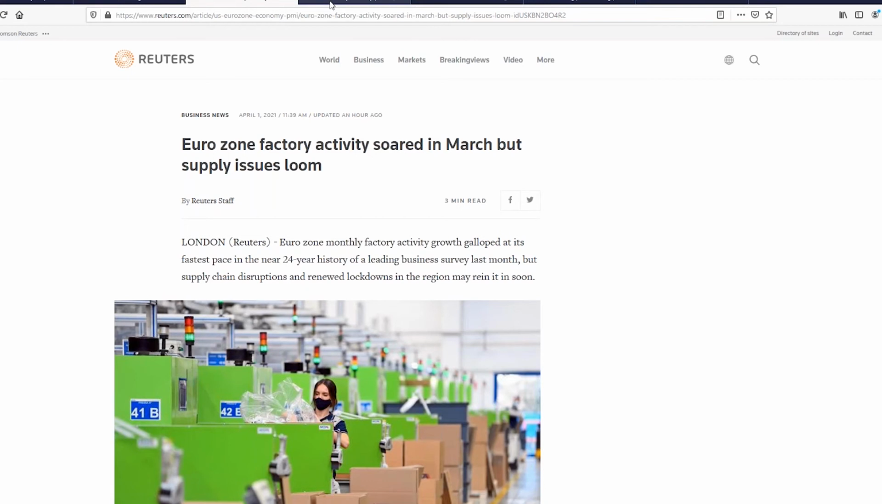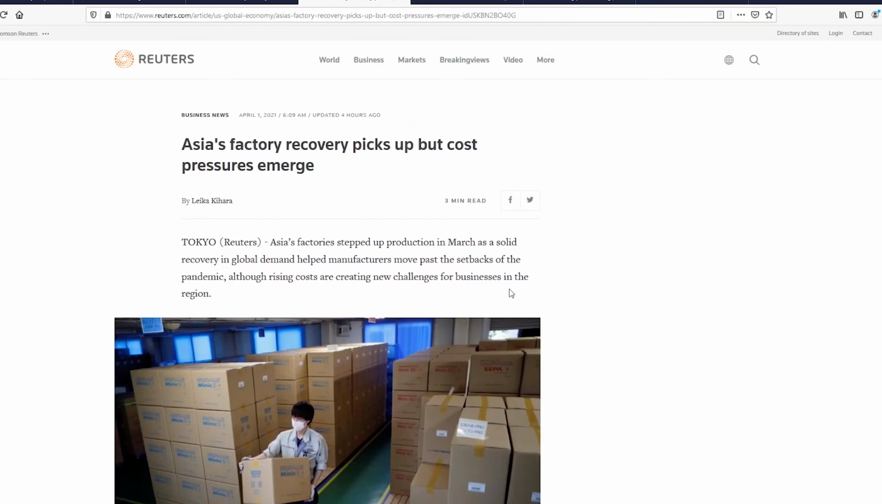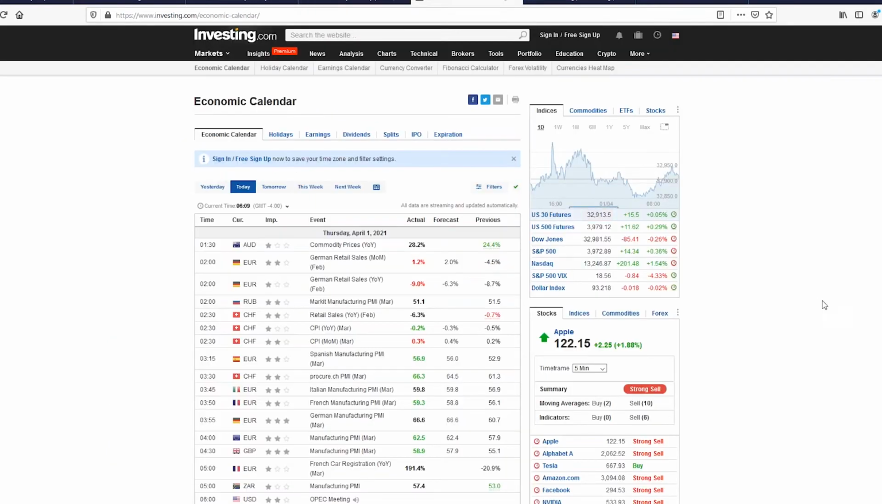Next headline: Asia's factory recovery picks up, but cost pressures emerge. Same sort of headline, positive from the outset. Asia's factory recovery picks up. It's not just recovering, but the recovery is picking up. It's intensifying the recovery. This is all positive news. There is a little caveat in that headline as well, that there are cost pressures emerging, but overall that's a positive headline.